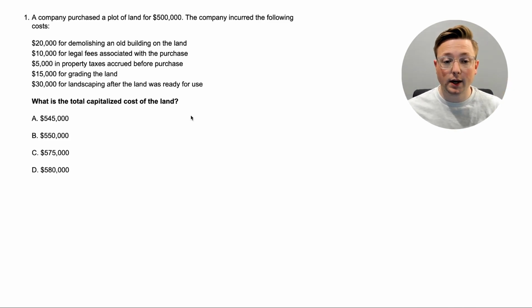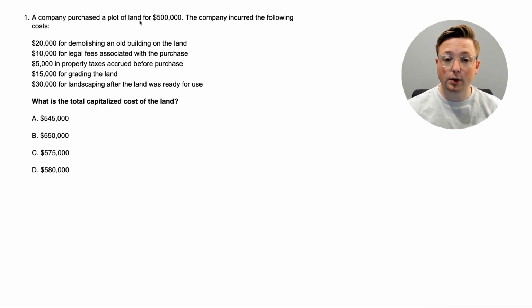Something we always like to point out is reading the last part of the question first. What is the total capitalized cost of the land? Now, that may not always give you a head start or give you everything you need to know, but a lot of times, just reading that last part of the question will give you a lot of context so that as you're reading through the rest of the question, you can know what is important and what is not. So let's go up to the top here.